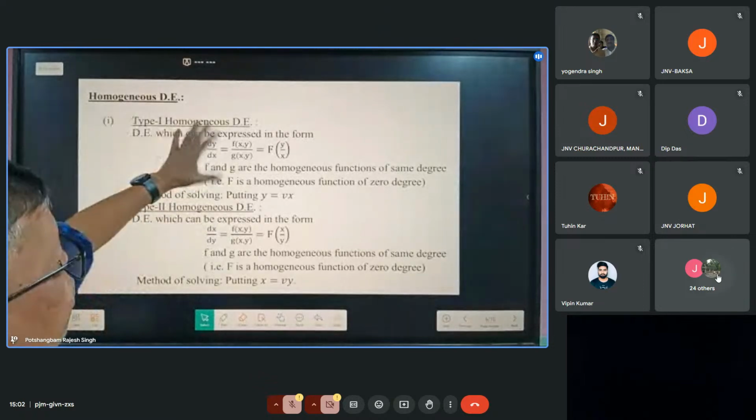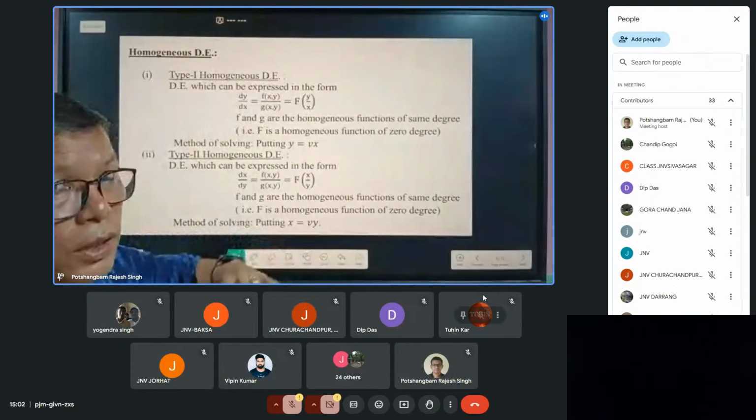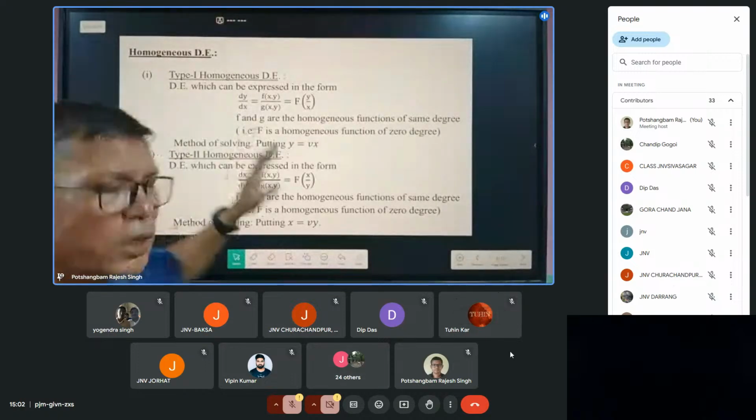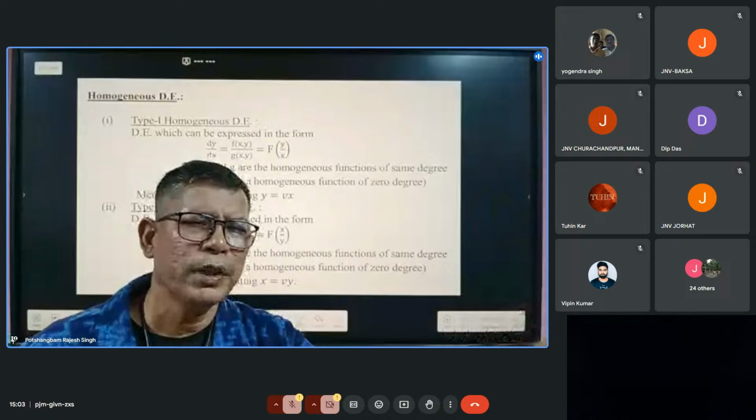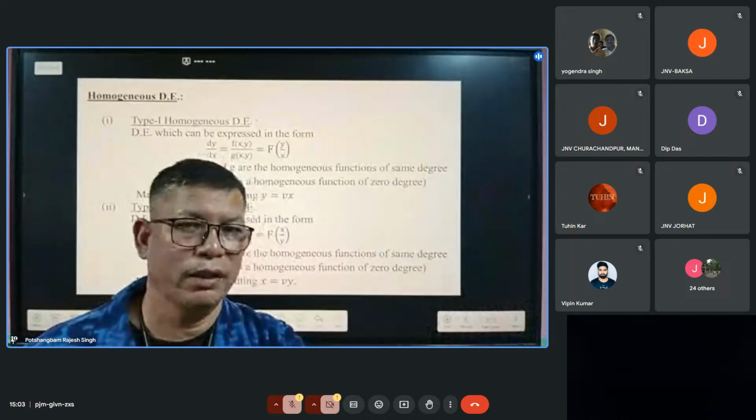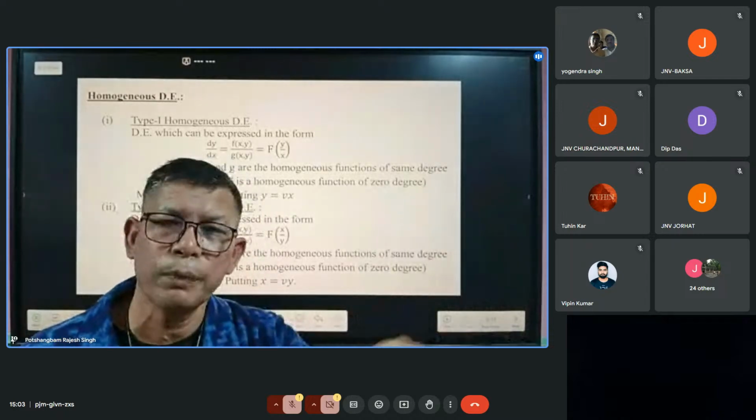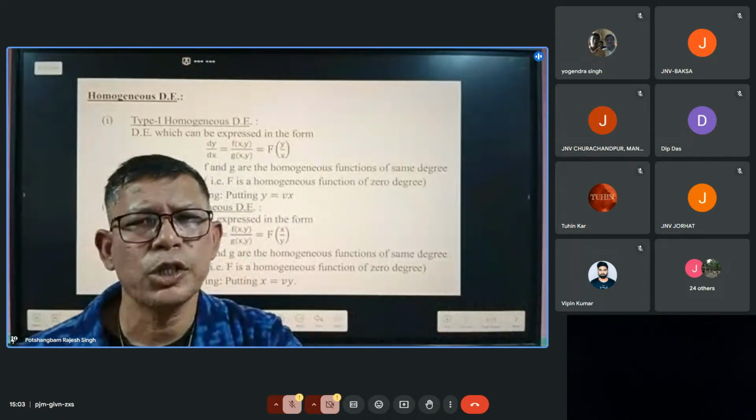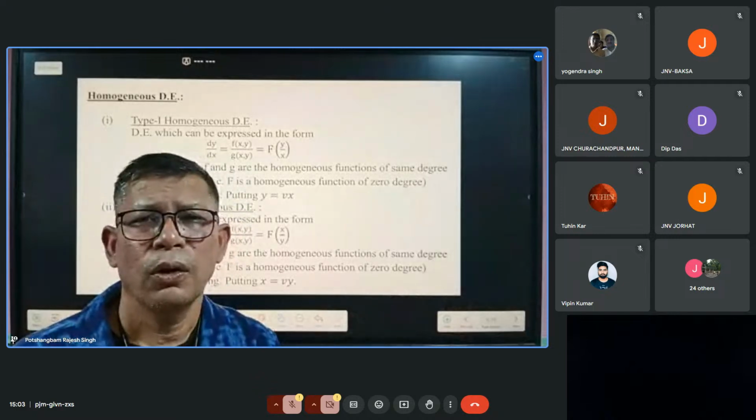There are two types of homogeneous differential equations here. A homogeneous differential equation is one where the derivative can be put as a homogeneous function of degree 0. And then we say that it is a homogeneous differential equation.